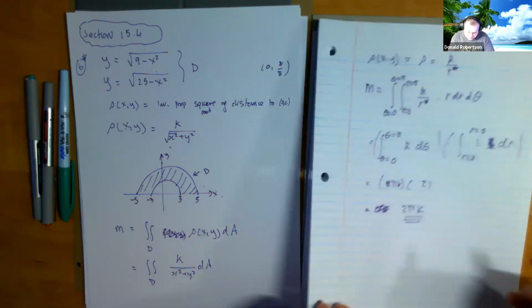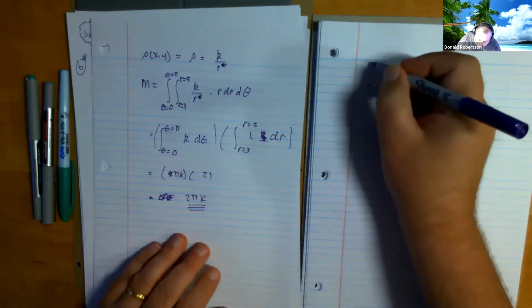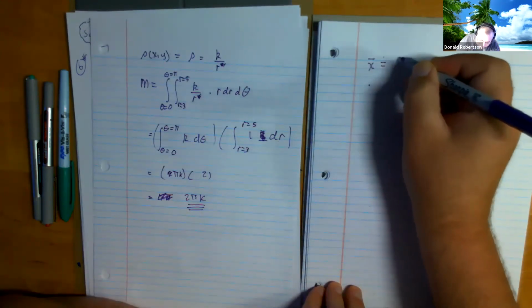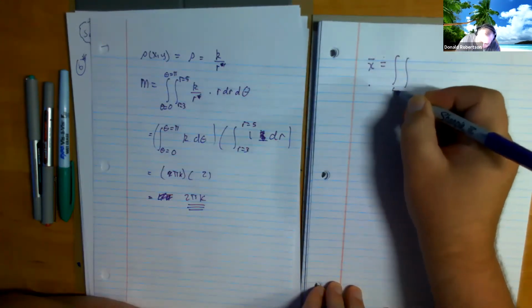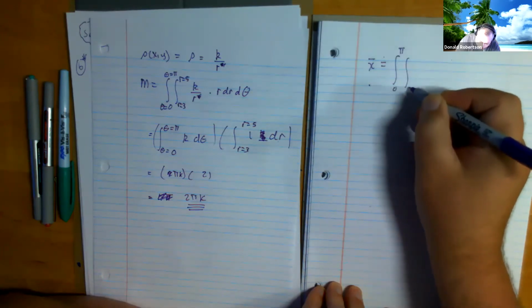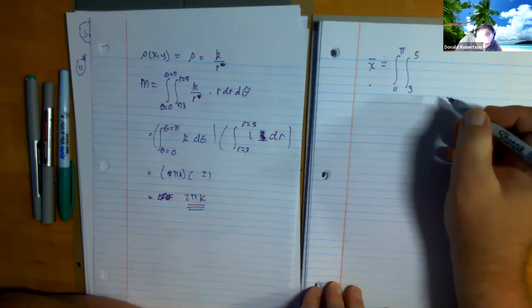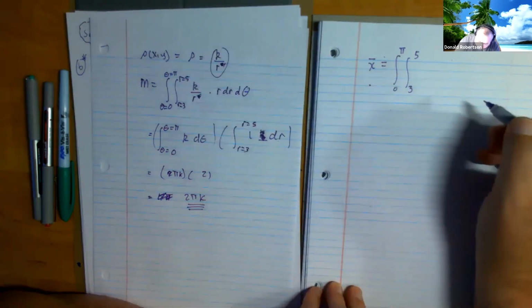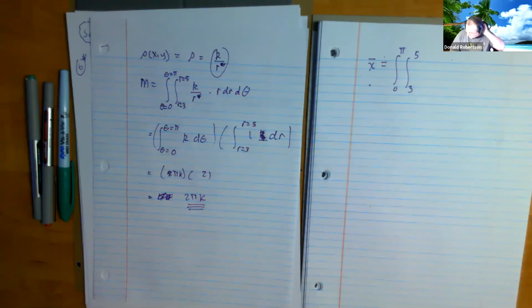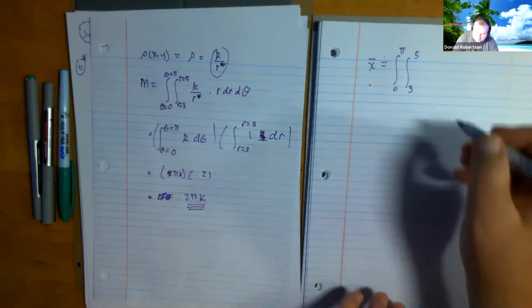Okay, so we got this M. I need to get an x bar. And it's going to be from 0 to pi as well, and from 3 to 5 as well. And the density function is this, right? How do you get x bar? What's the formula for x bar?